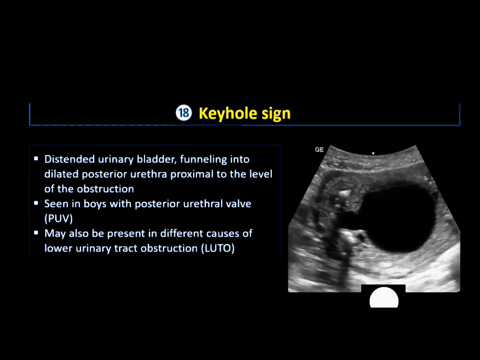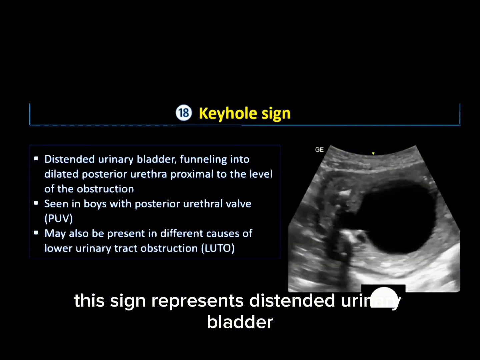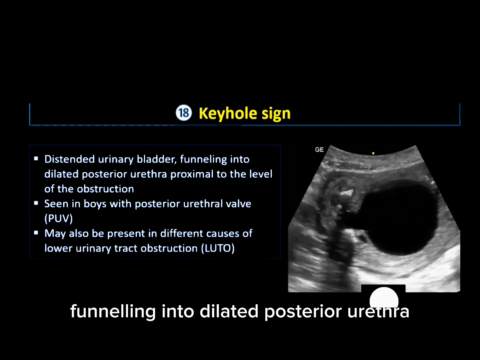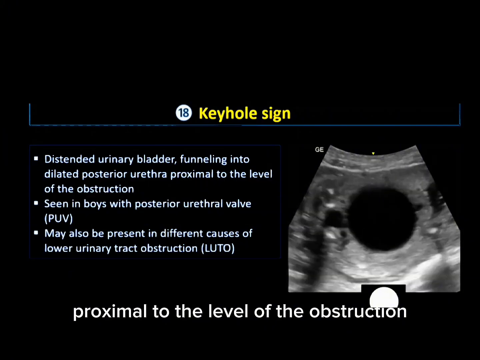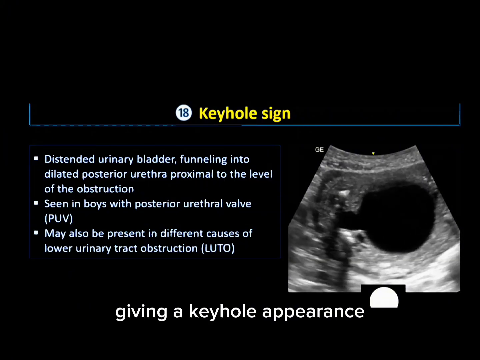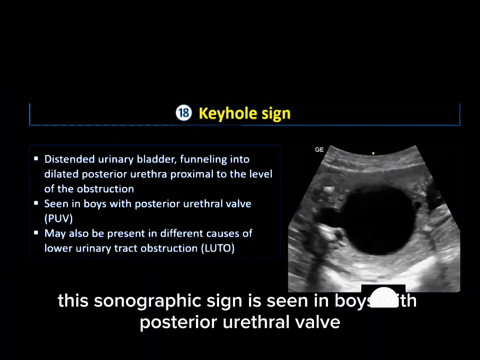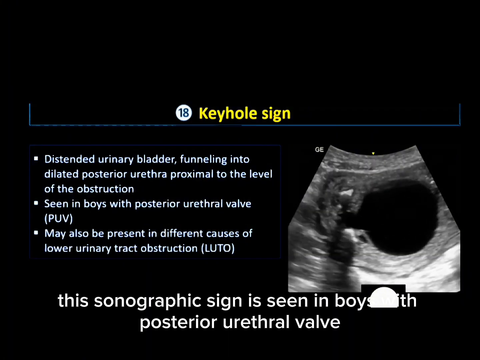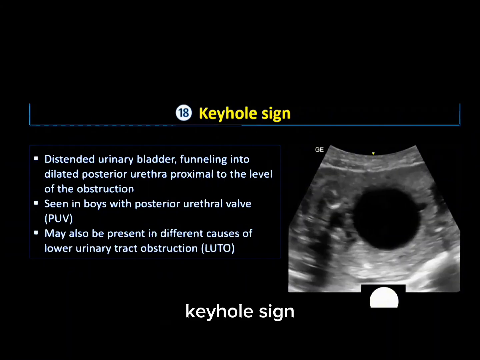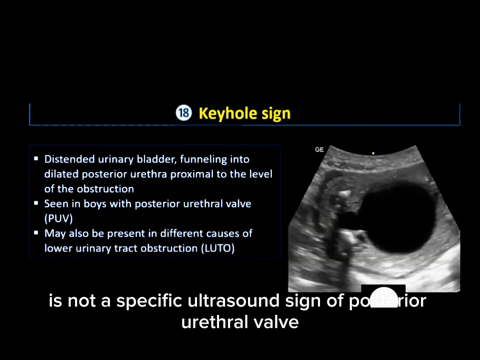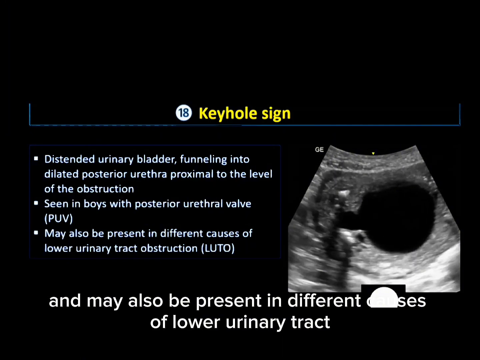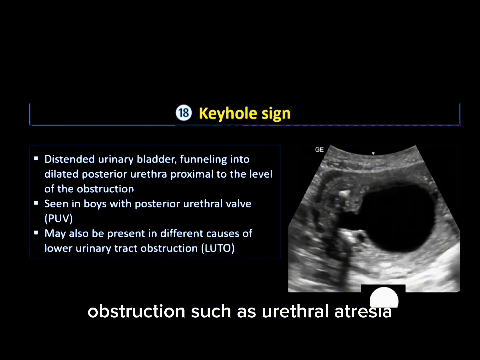Keyhole sign. This sign represents a distended urinary bladder, funneling into a dilated posterior urethra, proximal to the level of the obstruction, giving a keyhole appearance. This sonographic sign is seen in boys with posterior urethral valve. Keyhole sign is not a specific ultrasound sign of posterior urethral valve, and may also be present in different causes of lower urinary tract obstruction, such as urethral atresia.